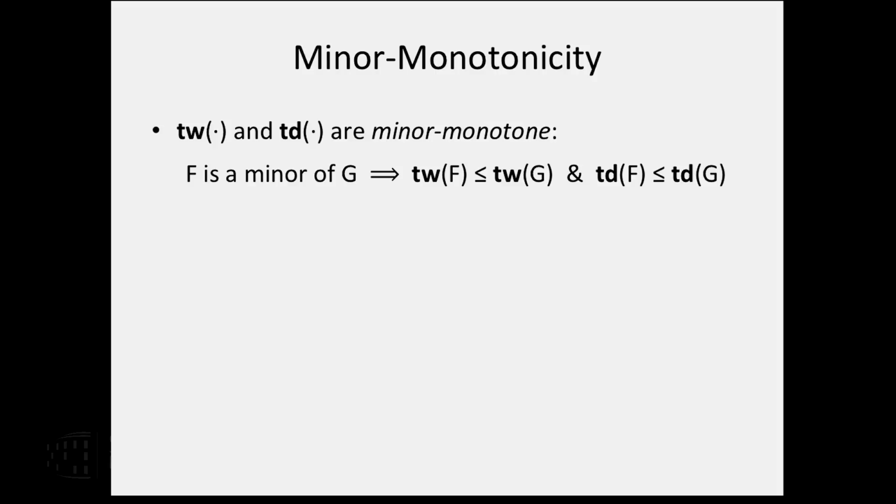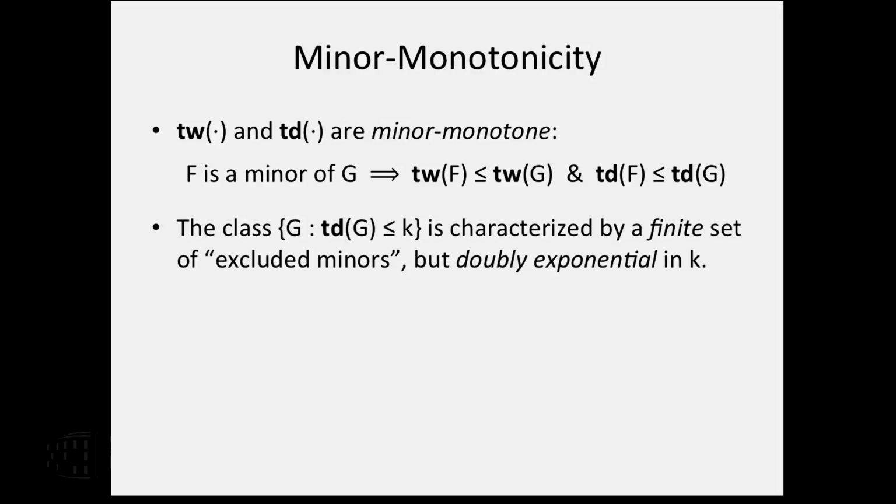So these parameters, tree width and tree depth, have the nice property that they're monotone with respect to this graph-minor relation. If f is a minor of g, then the tree width of f is always at most the tree width of g, and similarly with tree depth. And there's this celebrated Robertson-Seymour graph-minor theorem, which shows that every minor closed class of graphs is characterized by a finite set of excluded minors.